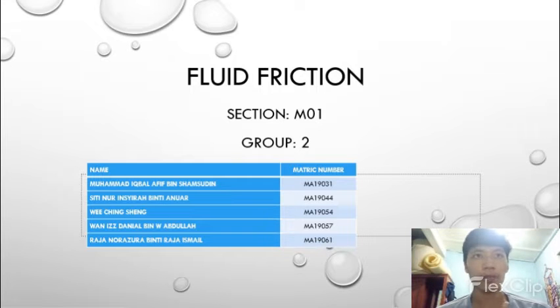We'll explain about the lab report of the fluid friction. We are from section M01 and this is the name and ID of our members.